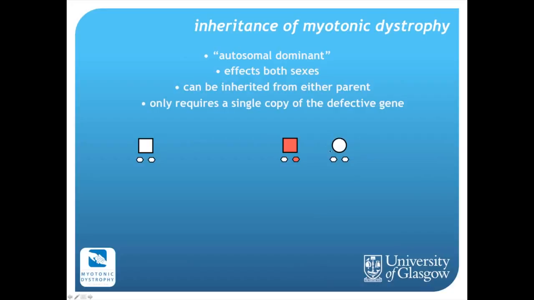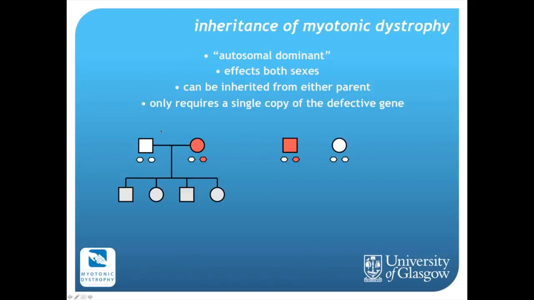Over here we have an unaffected woman. Ladies are designated as circles, men as squares. This is an unaffected lady, so she's not filled in, and she has the two unfilled, unaffected copies of the gene here. Whereas over here we have a depiction of an affected lady, so she's filled in red, and she has one unaffected copy of the gene and one affected copy of the gene.